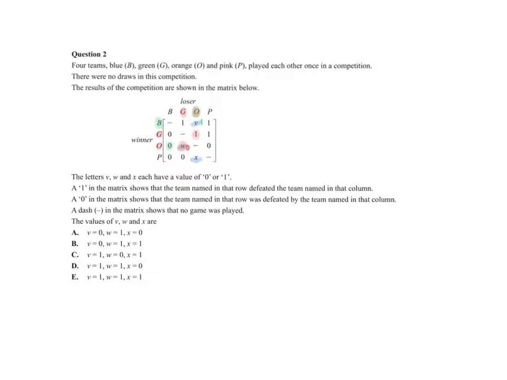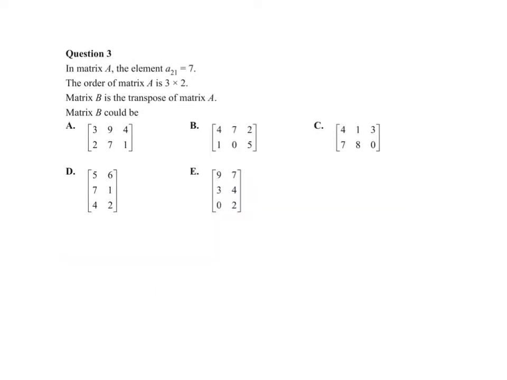And then the last one, sorry, I'm just going to rub that out, it's getting messy. The last one is X, which is between P and O. So let's look at the other combination of O and P, and that's a 0, so that would have to be a 1. So I found V was 1, W was 0, and X was 1. So that option was C. There we go. All right, the next question, 3.